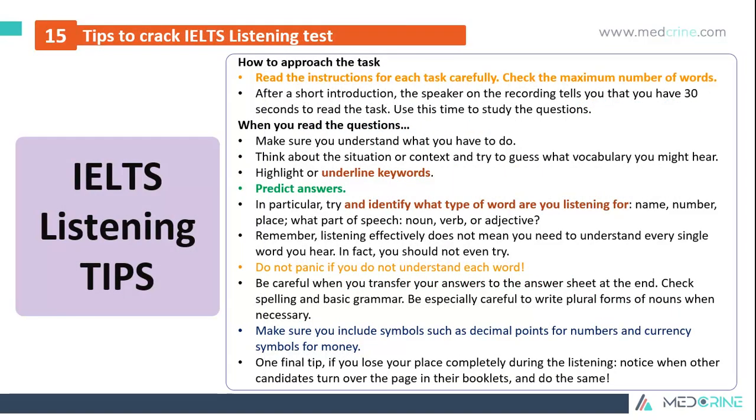What are the tips for you to score well in the IELTS listening test? Number 1, you need to read the instructions for each task carefully. This will help you check the maximum number of words that you're required to use. After a short introduction, the speaker on the recording tells you that you have around 30 seconds to read the task. Use this time to study the questions very fast.